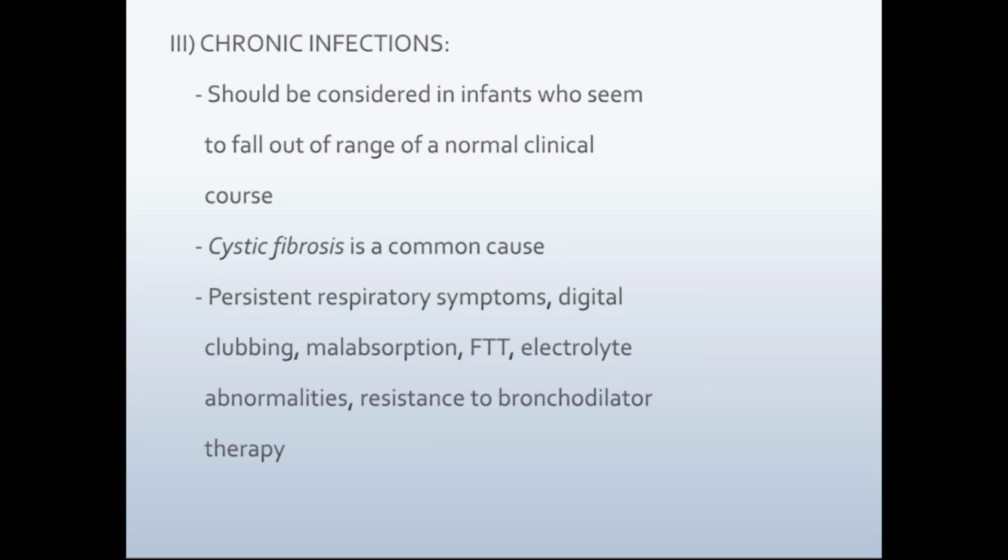So we already discussed there are chronic infections like cystic fibrosis, bronchiectasis, immune deficiencies. In these also we get a wheeze. Chronic infection should be considered in infants who seem to fall out of range of a normal clinical course. Here, in chronic infections, you have to physically examine the child as a whole. Then you can get a clue. Like in chronic infections or in bronchiectasis, you can appreciate clubbing. In cystic fibrosis, you expect some malabsorption, failure to thrive, and electrolyte abnormalities. And the important thing is they are resistant to bronchodilator therapy.